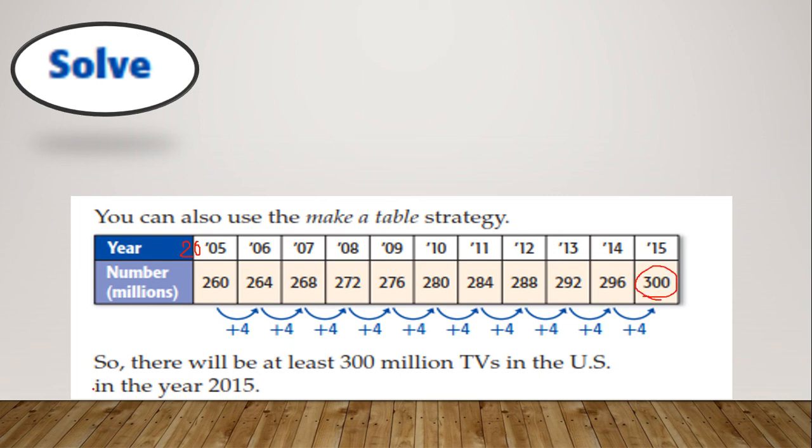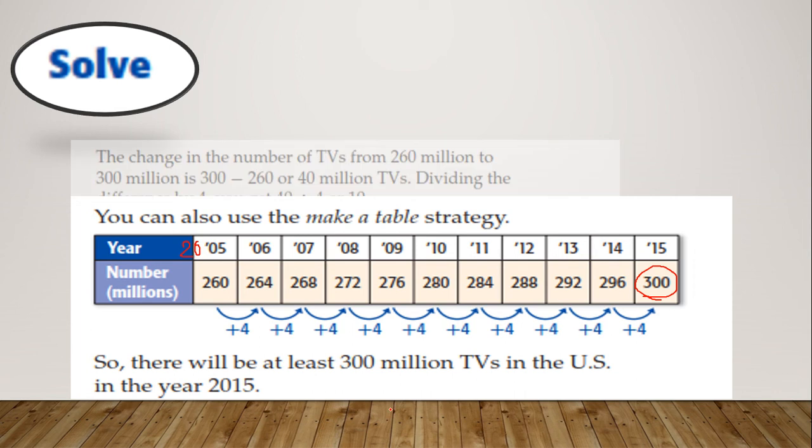Okay, when you do that, you will see now you need to count how many years. Okay, let's count. 1, 2, 3, 4, 5, 6, 7, 8, 9, 10. So there will be at least 300 million TVs in the US in the year 2015, after 10 years from 2005.